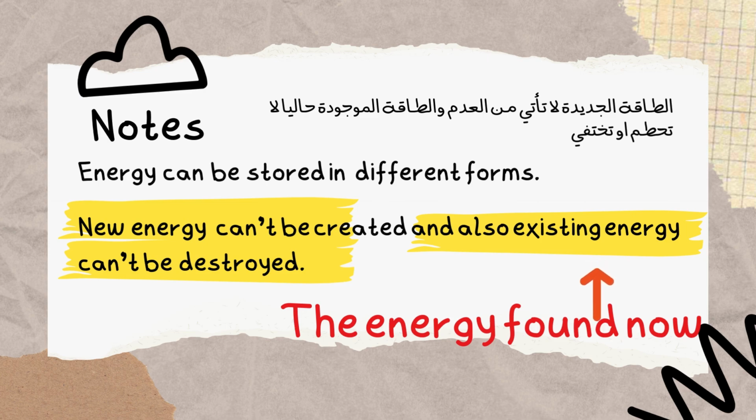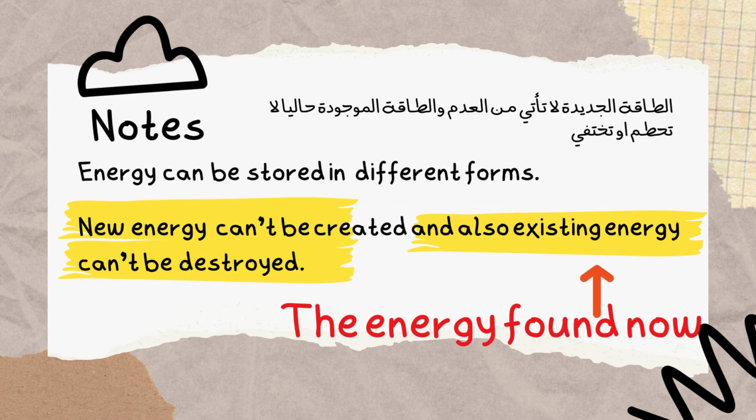So when there is a new energy that we find, for example, when we put the battery in the flashlight and we turn on the flashlight so it produces light. So this light energy comes from nothing? No. Is it created? No. As this light energy comes from energy transformed into light energy, which is the chemical energy in the battery. So the new energy can't be created.